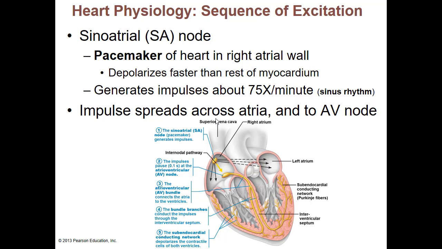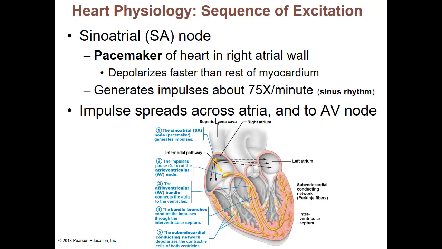But from the sinoatrial node, where you have that high concentration of cells that generate the electrical impulse, that electrical impulse will spread across the atria. It will go all the way over to the left atria. So here's your little sinoatrial node right there. It will spread that electrical impulse to the left atria. It will spread it through the whole right atria, and it will go to the bottom of the atria.